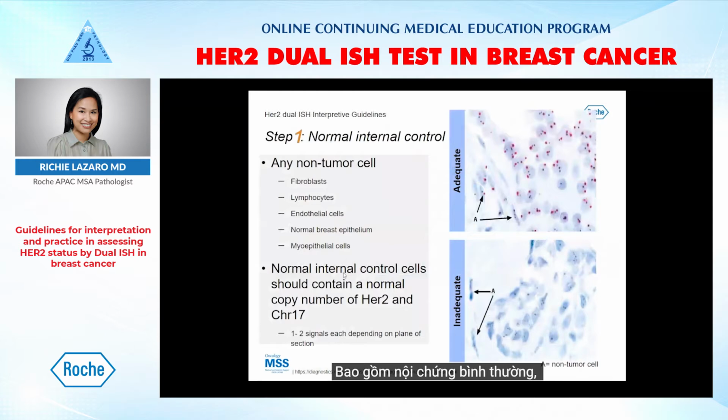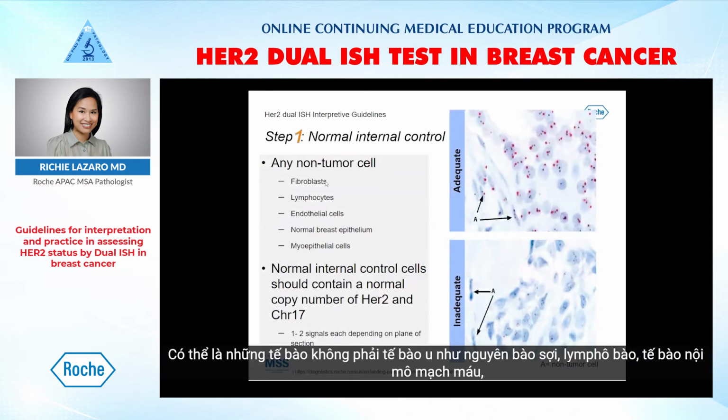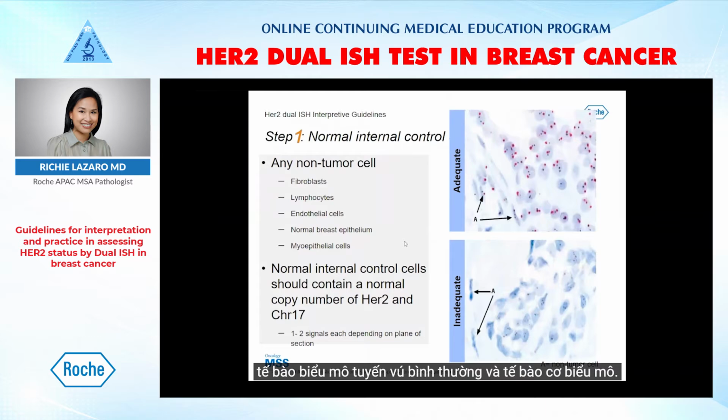What comprises a normal internal control? These could be any non-tumor cell, like the fibroblasts, lymphocytes, endothelial cells, normal breast epithelium, and myoepithelial cells, and should contain 1 to 2 signals each per cell, depending on the plane of section. In the upper image, the fibroblasts display appropriate black and red signals per cell, whereas the image below shows absence of signals in the internal control.